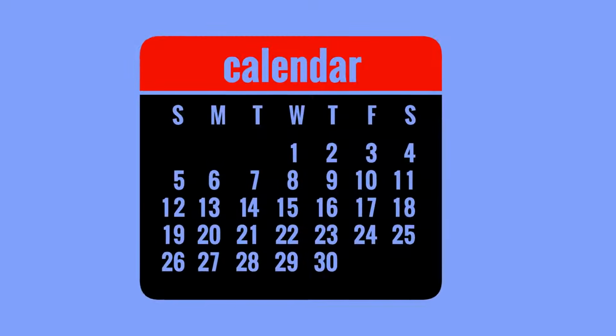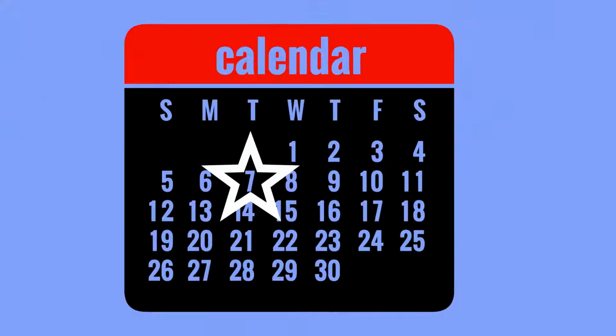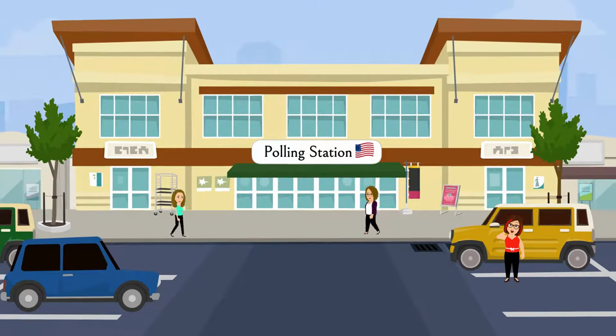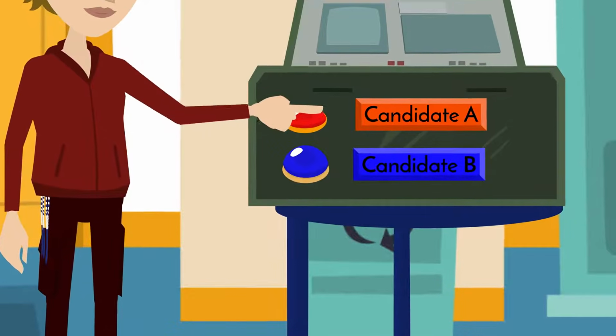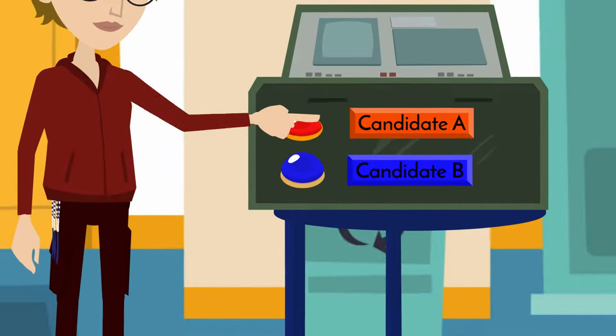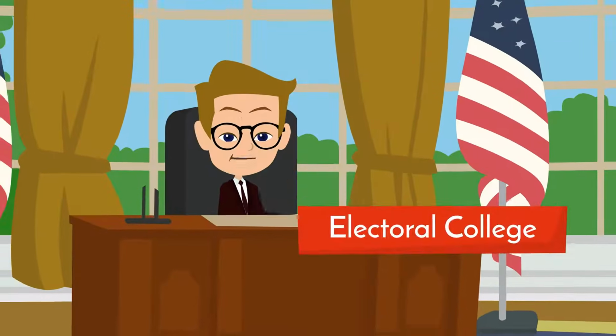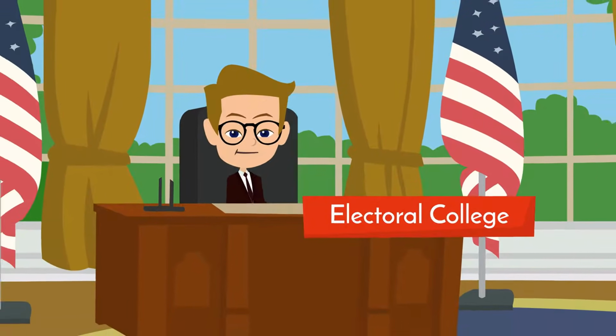On the first Tuesday of November, it's Election Day. People all over the country go to polling places to cast their vote for who they want to be president. But did you know, the person who gets the most votes doesn't always win? That's because of something called the Electoral College.